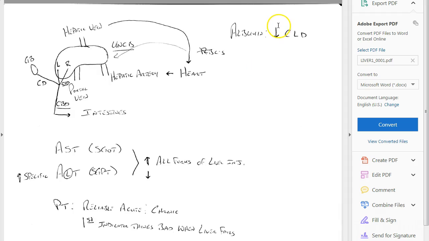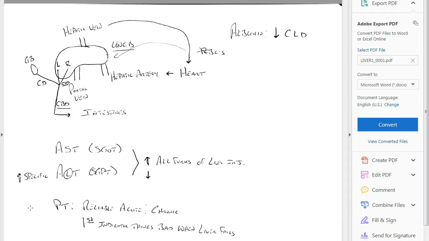Albumin will decrease in the setting of CLD, which I just talked about, chronic liver disease or a chronic liver injury. Main thing to remember, chronic. So albumin decreases with a chronic liver injury. It hangs out for quite a bit of time in the hepatobiliary system. It has a half-life of about 20 days. So that covers albumin. Let's talk about PT.